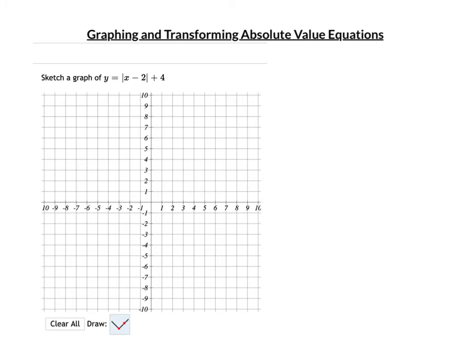In this example, we have two transformations. X has been replaced with x minus 2. That makes it horizontal. It's the inverse. So instead of moving it to the left, it moves it to the right. So 0, 0 moves to right here initially. Then after that, we have a plus 4. So everything will get moved up 4. So there's where 0, 0 goes, right there. And just like the last ones, the slopes are 1 and -1 on each side.